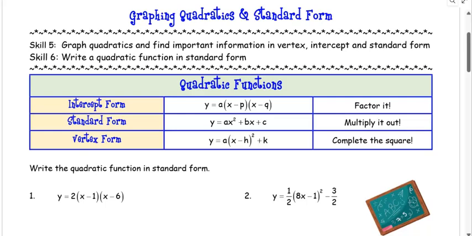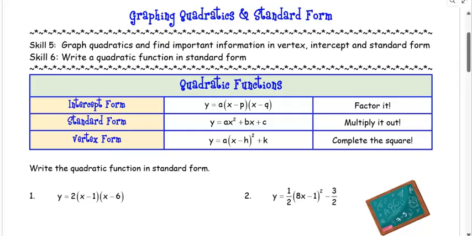Mrs. Delzati here. Today we're going to take a look at graphing quadratics in our different forms, and we're also going to take a look at how to put an equation into standard form. When we deal with our quadratic equations, our quadratic functions, we've got three different forms. We have intercept form, which is what we worked with yesterday. When I say intercept form, I want you to factor it.